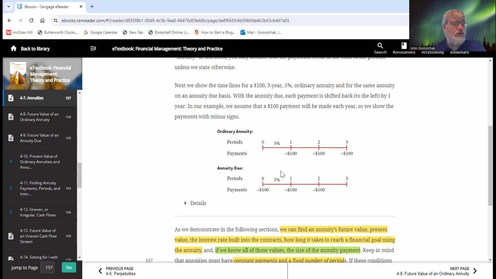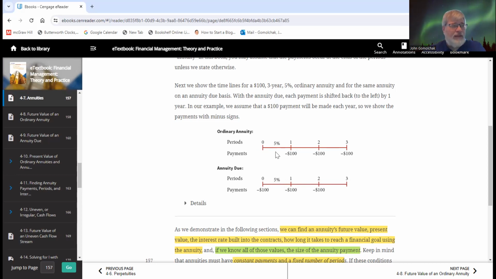An annuity due is the opposite. We make our first payment at period 0, our second payment at period 1, and our third payment at period 2, okay? There's no payment out here at 3. Now, when we calculate the value of this annuity, the annuity due is going to be worth more. Why? Because it has this additional period to earn interest.